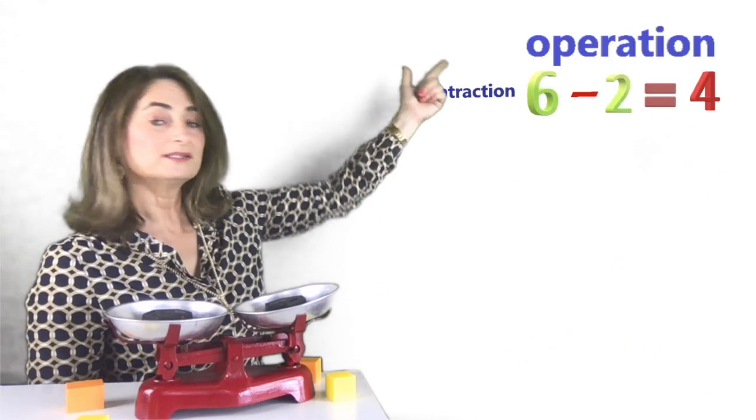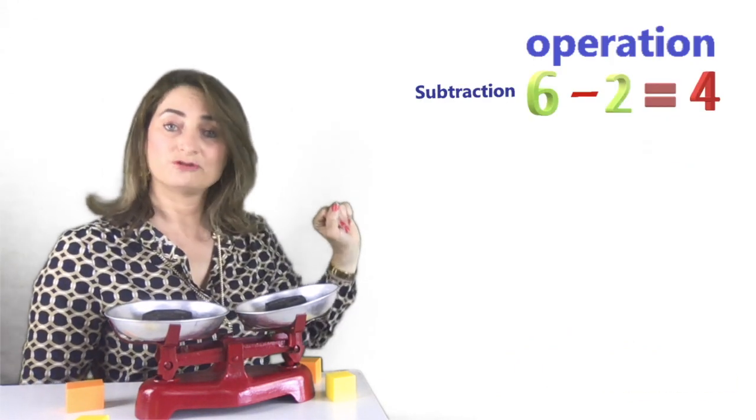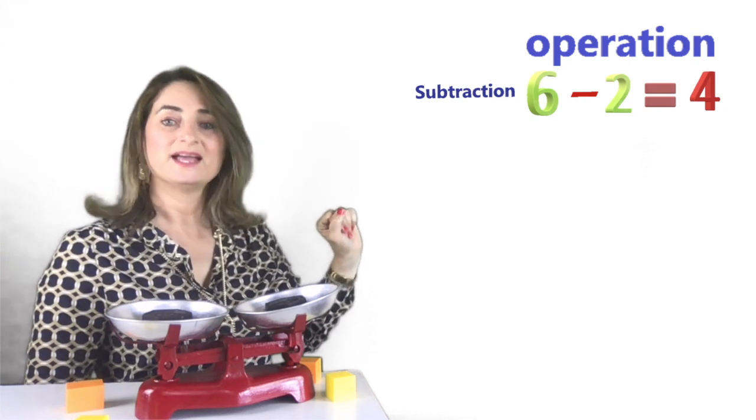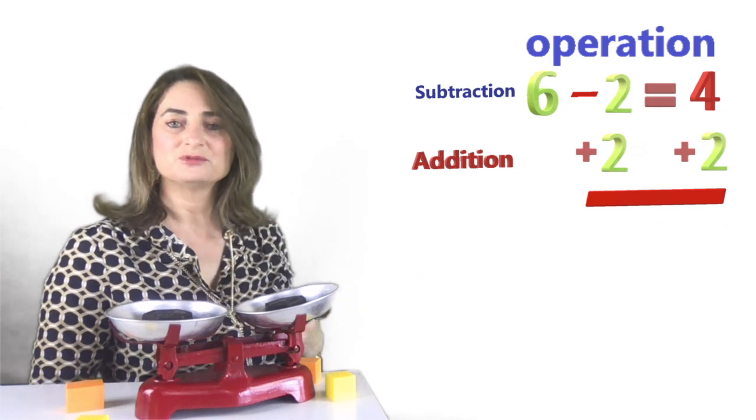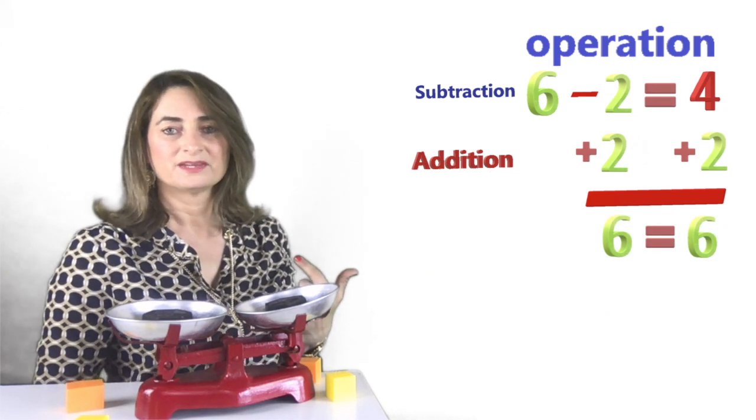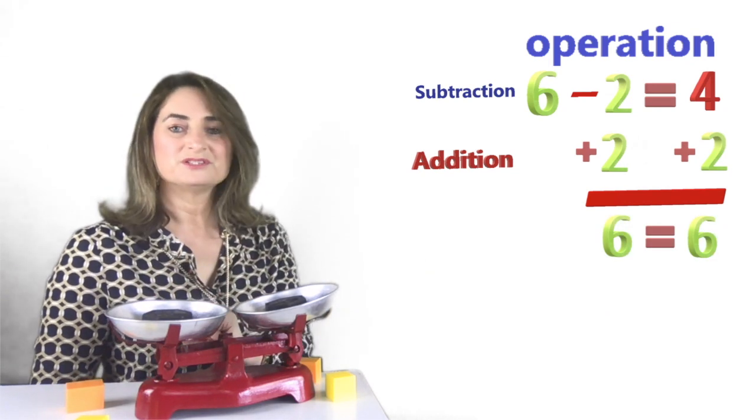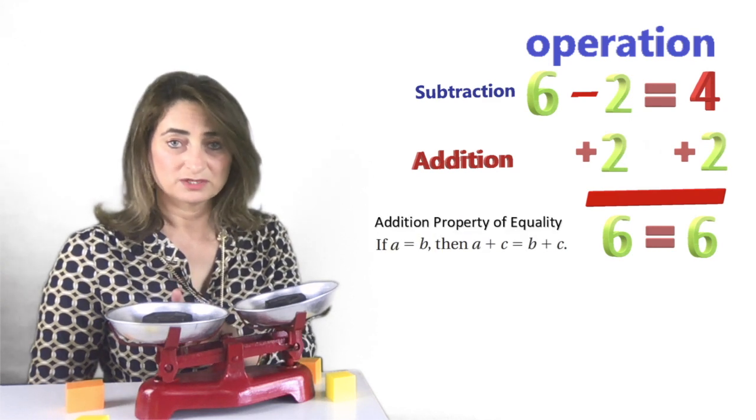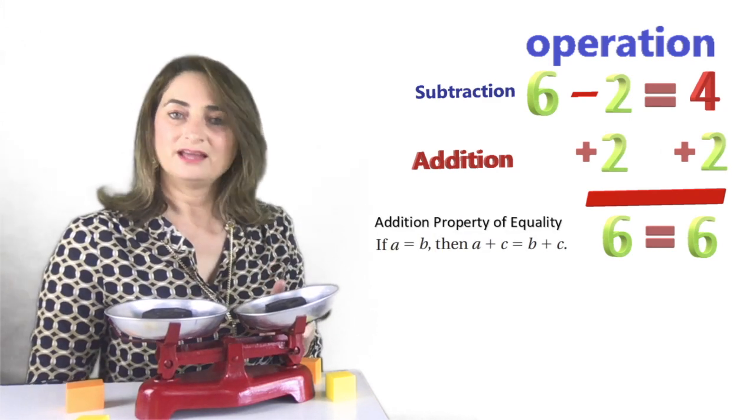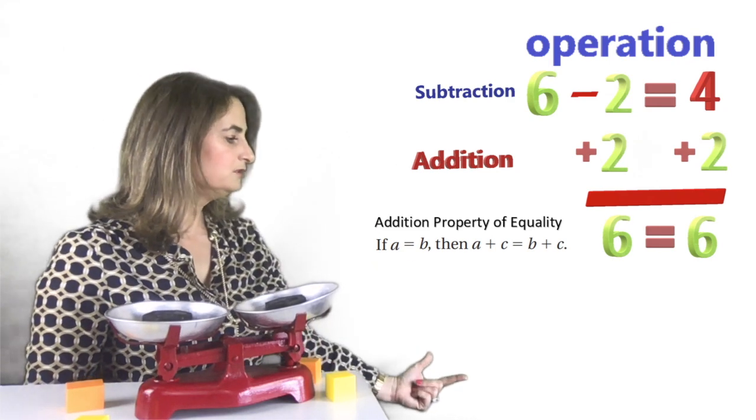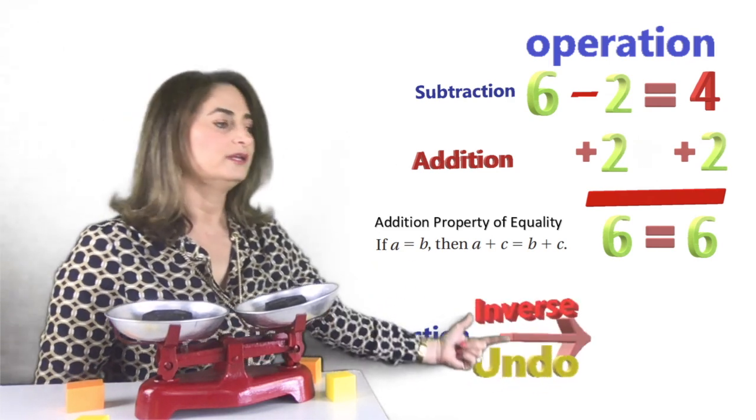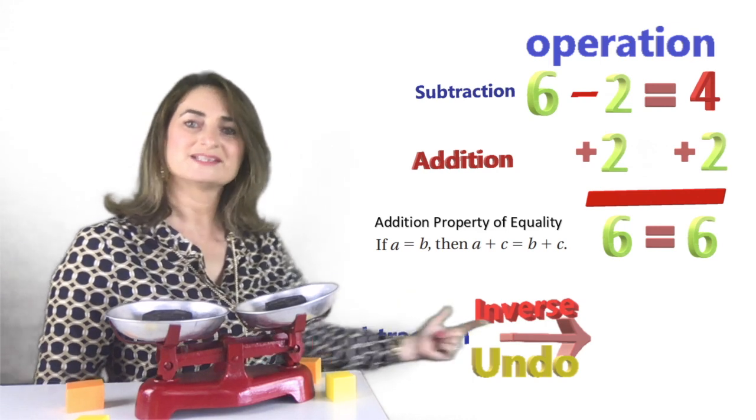So to undo addition, the inverse operation of addition is subtraction. Now what if you have 6 minus 2 equals 4? The inverse of subtraction is addition. If you add 2 to both sides, you end up with 6 equals 6. It's in balance. And that is the addition property of equality. If you add something to one side of the equation and the other side of the equation, they're going to stay equal. So to undo subtraction, the inverse operation of subtraction is addition.